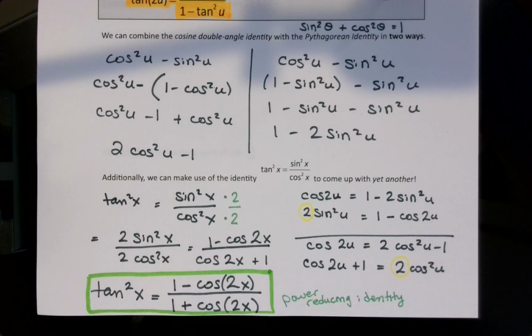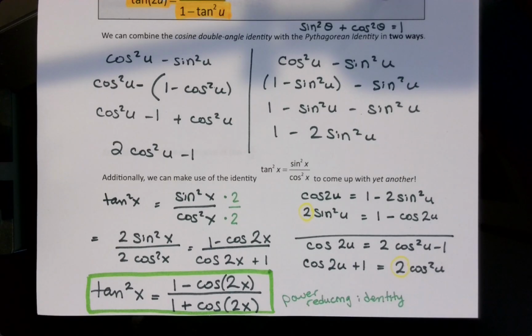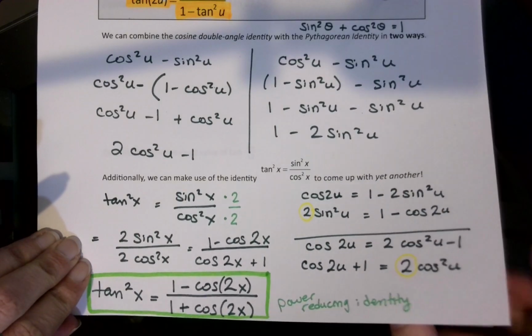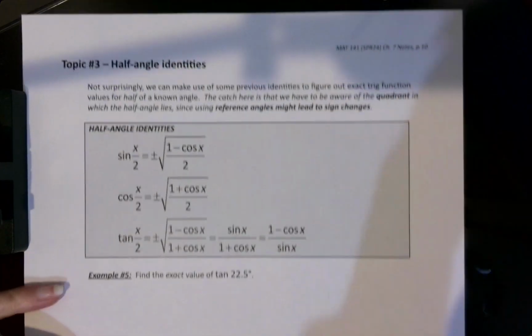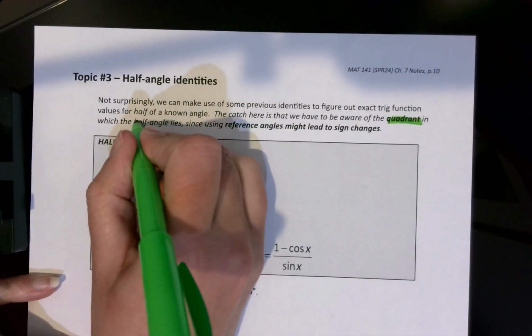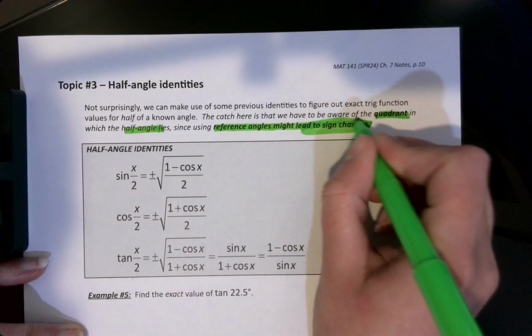All right. And again, it came from making use of the basic identity for tangent and also cosine's double angle identities. Okay. The next topic is on half angle identities. So not surprisingly, we can make use of some of the previous identities to get identities for the half angle. Notice that there is a catch here: we have to be aware of what quadrant the half angle lies in, because the reference angles may lead to sign changes.